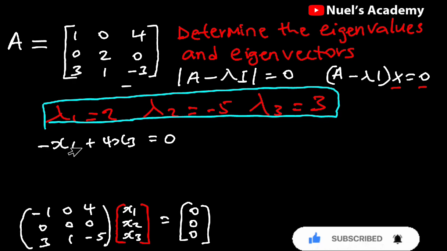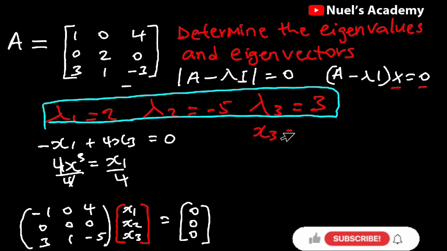Now let's write x3 in terms of x1. So we have 4x3 is equal to x1. Let's divide both sides by 4. This and this will cancel. We will have that x3 is equal to 1 over 4 x1. x1 over 4 is equal to 1 over 4 x1.